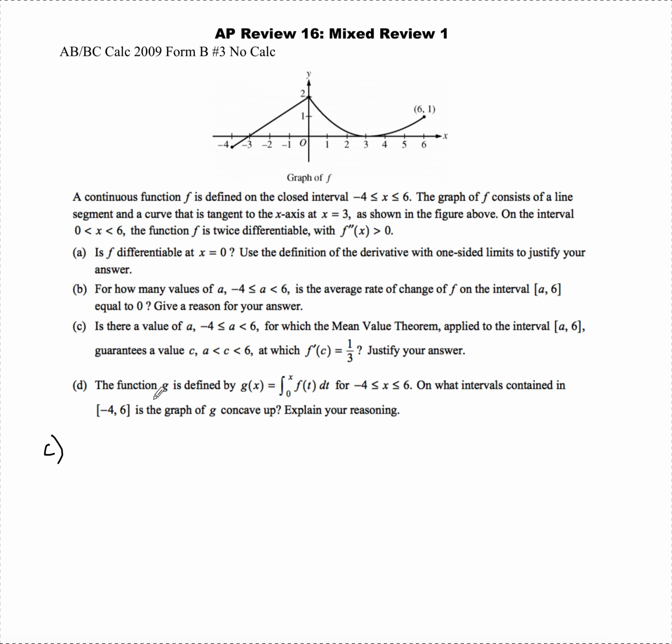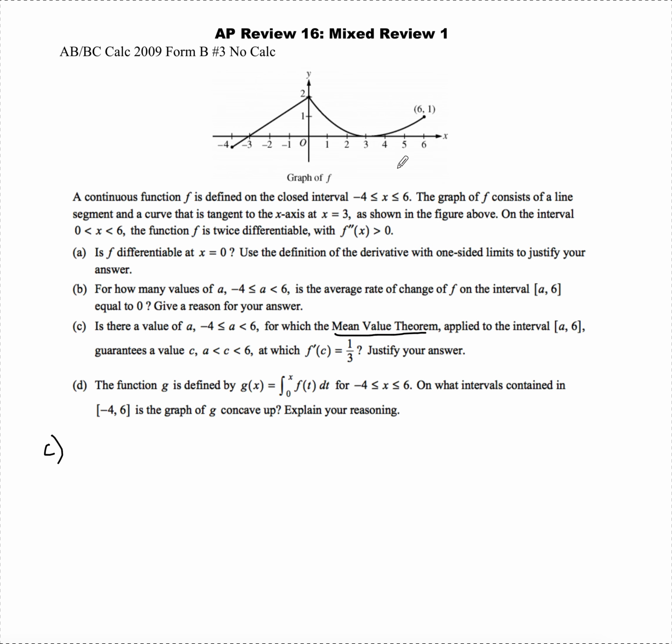Question C here. Is there a value A on the interval -4 to 6 for which the mean value theorem applied to that interval guarantees a value in that interval, C, for which the derivative at C is 1/3? Justify your answer. Well, we know for the mean value theorem, right?